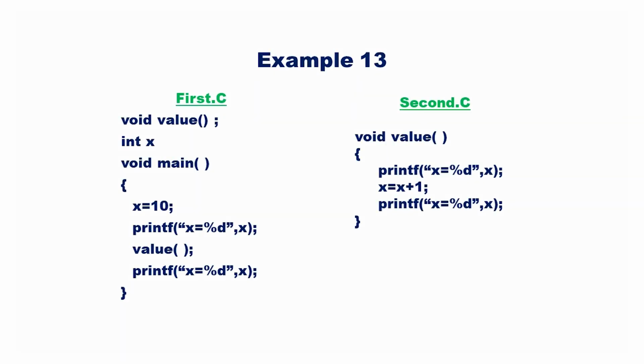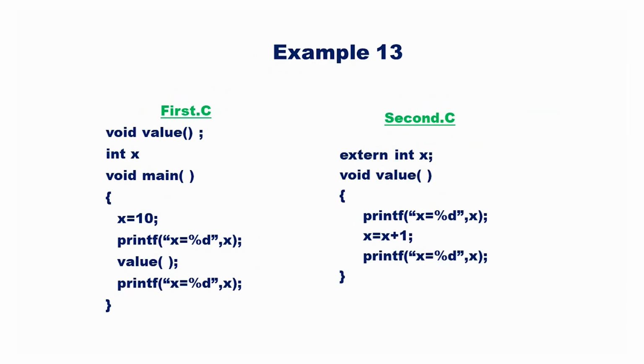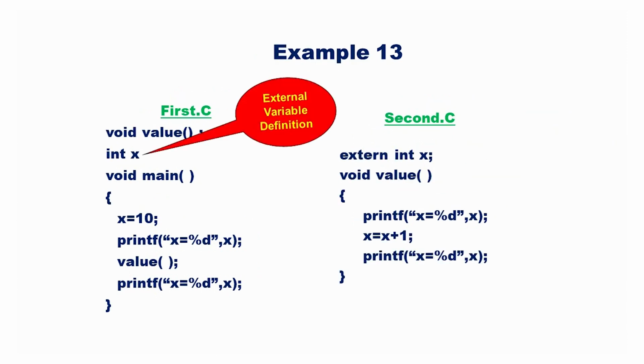External variable declaration is mainly used when our program is in more than one file. In this example, the program has been saved in two different files, first.c and second.c. Global variable x is declared in first.c. In second.c, when we try to access x, we will get the error x undeclared. In order to avoid this, variable x has to be declared using the extern keyword in second.c. Now the program will execute correctly.